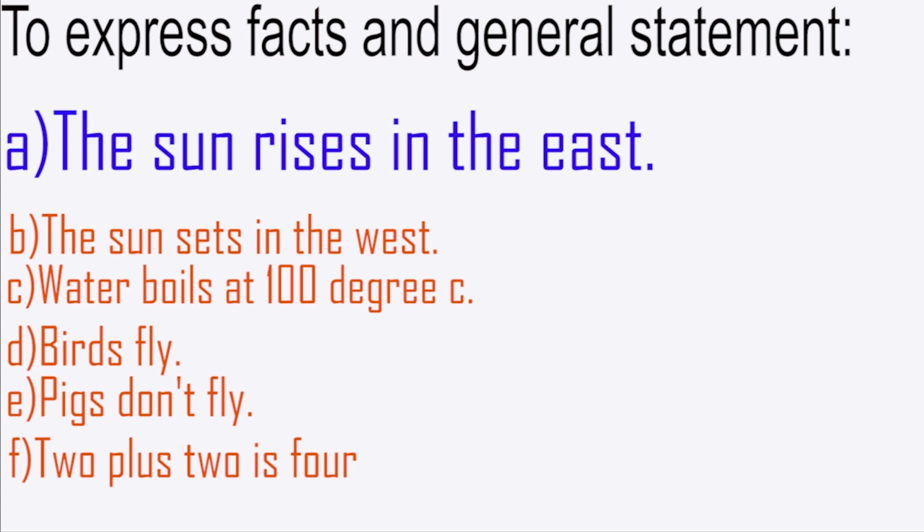Water boils at 100 degrees C. Birds fly. Pigs don't fly. 2 plus 2 is 4. These are basically universal facts or general truths. They are the actual permanent situations. They have always been true and are not going to change.